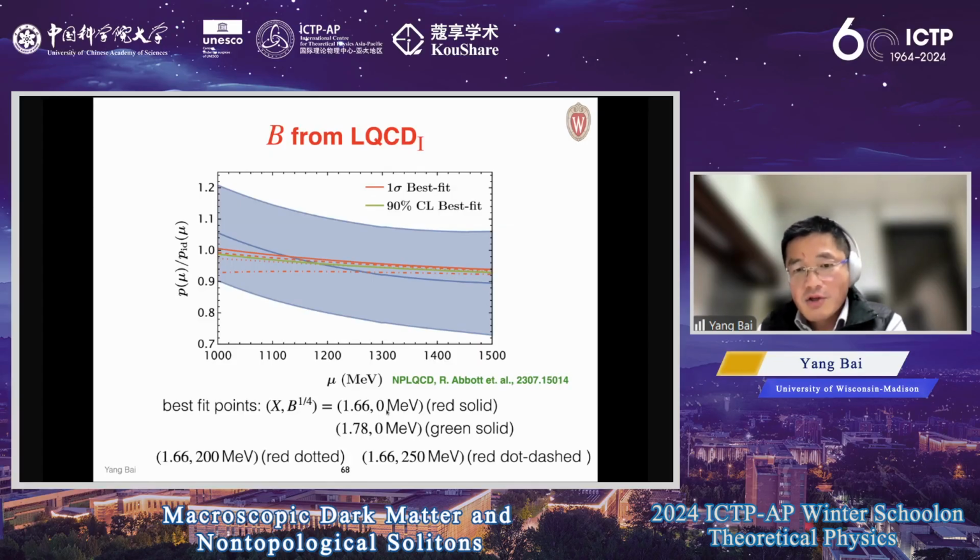It turns out that the central value from their data prefers a bag parameter of 0. Here I just demonstrate that if the bag parameter is large, for example 250 MeV, you will have a sizable deviation from their data, to share the feeling that lattice QCD is sensitive to the bag parameter to a certain level. But obviously, we can also do a more careful data analysis, quantify the error bar, and so on, right?